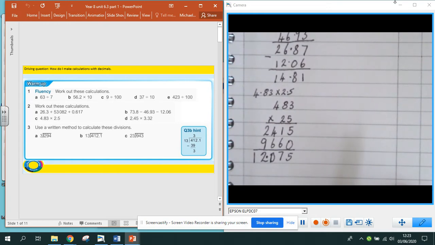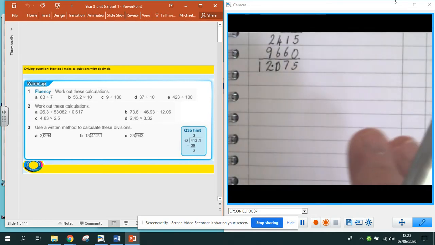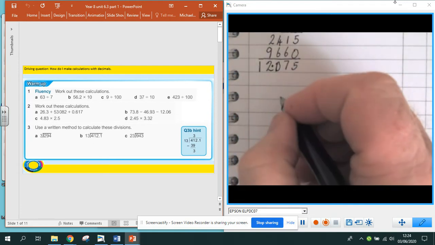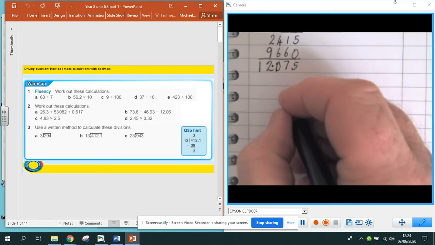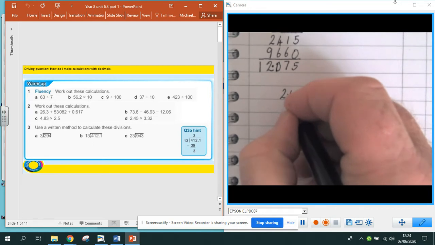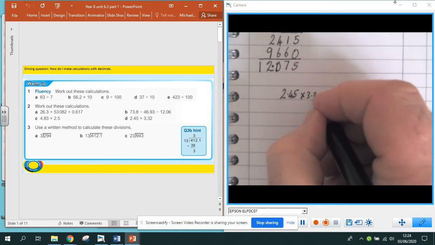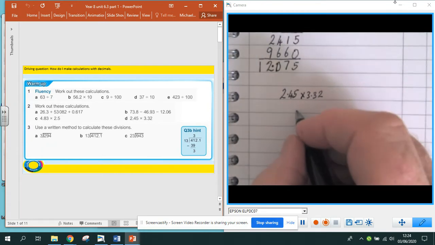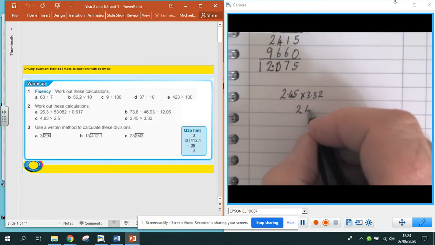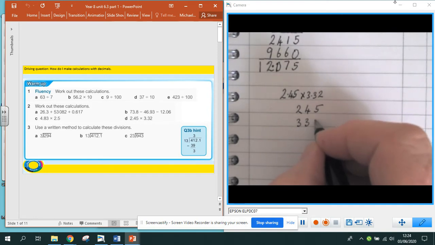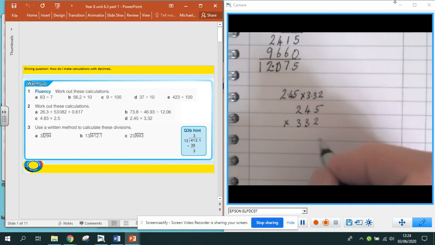And then to finish off, we've got a similar sort of question. 2.45 times 3.32. 245 times 332. Multiply these together.